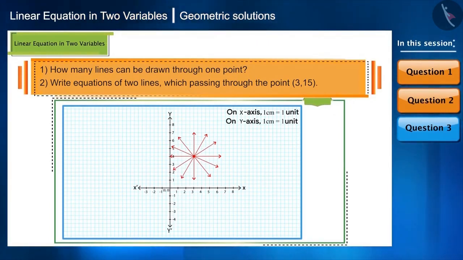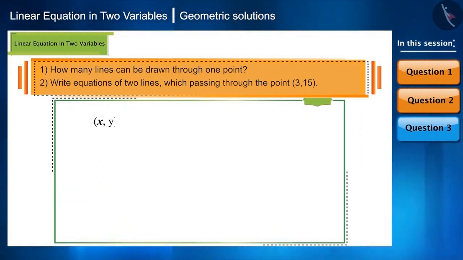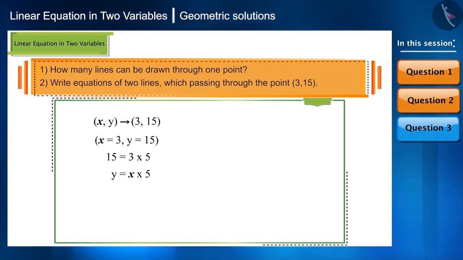Does this question seem difficult? The answers to these kinds of questions can be derived from the given point itself. The given point has x and y coordinates. So, if we examine it carefully, we can say that when x is 3, then y is 15. That is, y is 5 times x. Y is equal to 5x. So, this is how the first equation is formed.